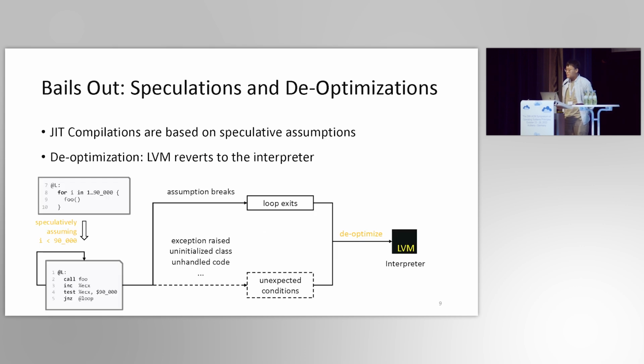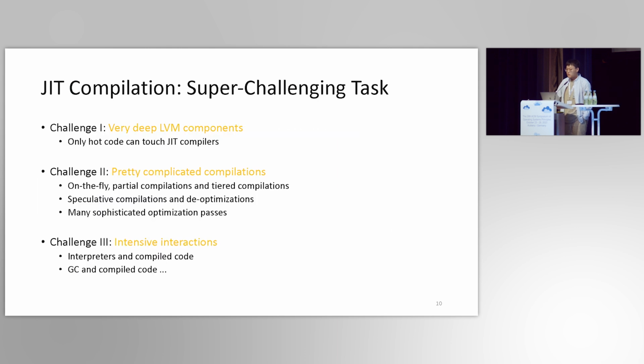Besides compilation, there are chances that the VM bails out and turns back to the interpreter. For example, when the JIT compiler compiles this loop, it assumes that i is less than 90,000. So when this loop exits, the assumption breaks, or when some unexpected condition happens, the VM has to go back to the interpreter because it doesn't have any compiled code for that case. This is called deoptimization. So you see, all of this makes the JIT compiler a super challenging component in the VM and a primary source of bugs in VMs.